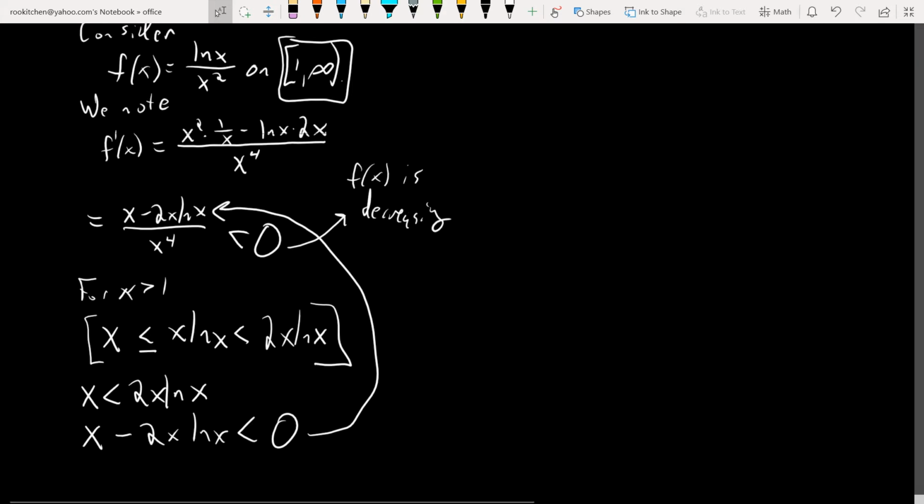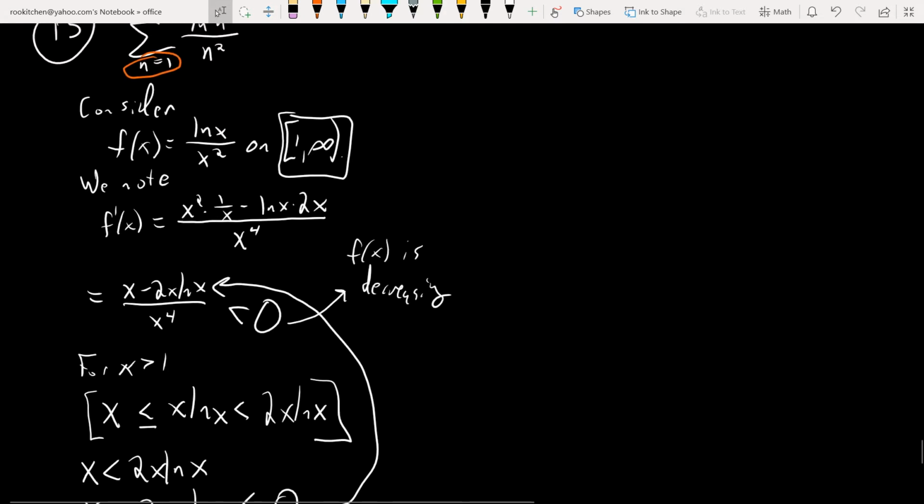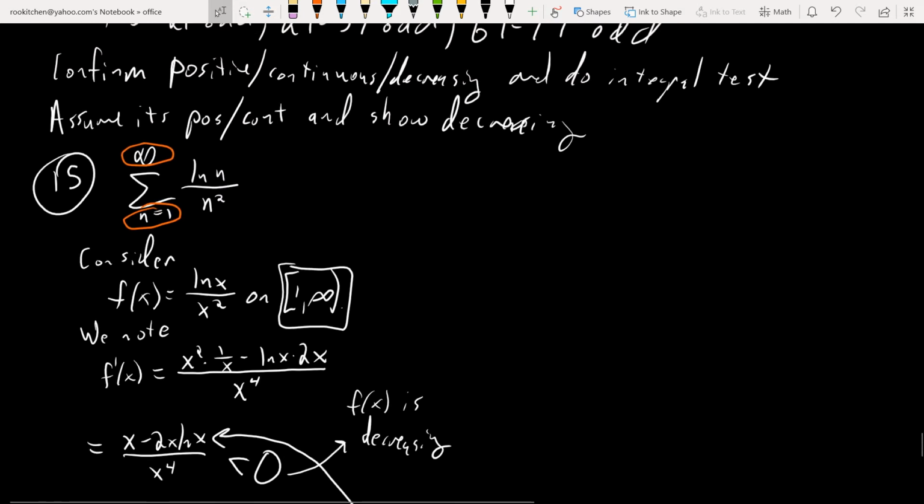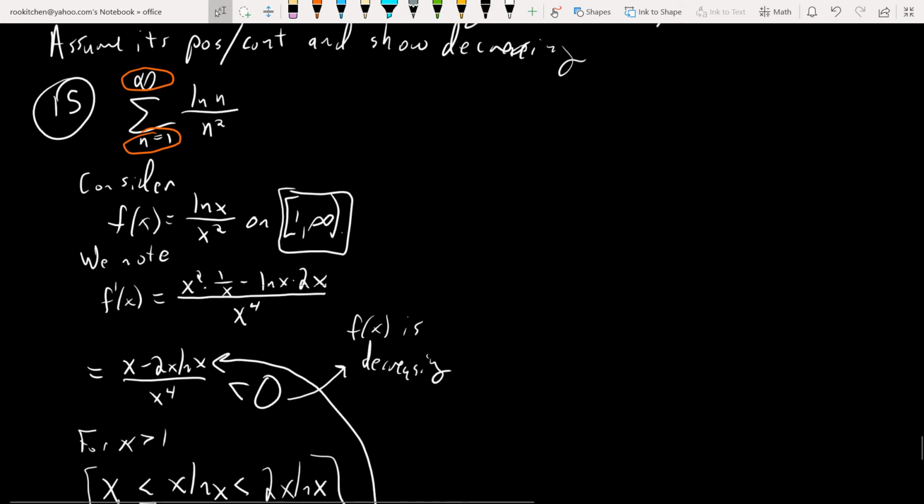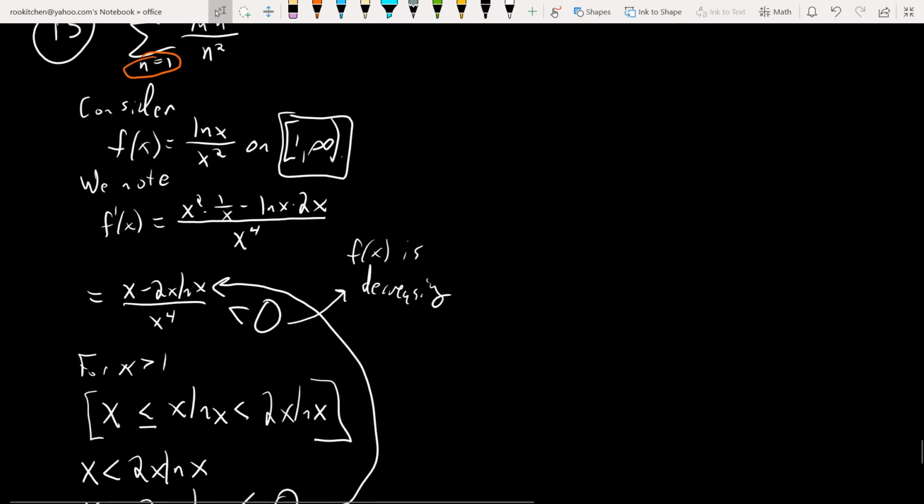Okay, so that one's a little harder. I wouldn't put that one on the test because I wouldn't expect everybody to be familiar with that kind of work. But I would put an easier one on the test, right? So I'll let you assume it's positive and continuous, and you just have to show it's decreasing. So you have to take the derivative, and you have to show this inequality.